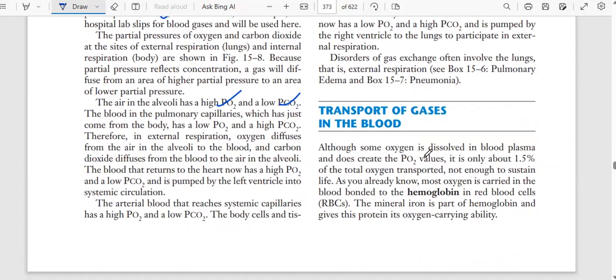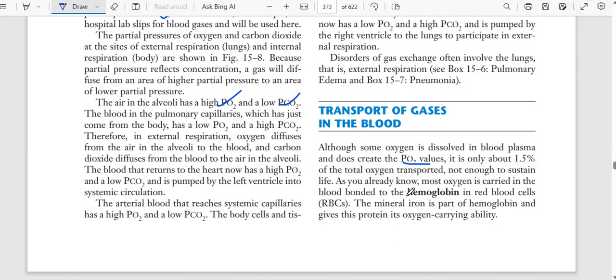Although some oxygen is dissolved in blood plasma and does create PO2 values, it is only about 1.5% of the total oxygen transported, not enough to sustain life. So actually, what will happen? Oxygen is not at 0%. Only 25 to 30% oxygen is also there in the blood, because if all the oxygen vanished, what will happen? Life would be in critical condition. The patient will have breathlessness and we have a problem. There is a reason not all oxygen is utilized in the circulation. There is some amount of oxygen still there.